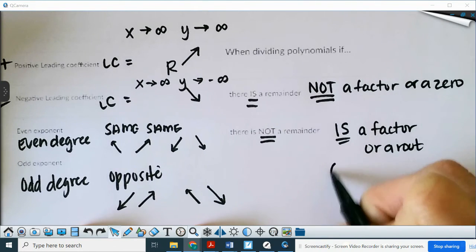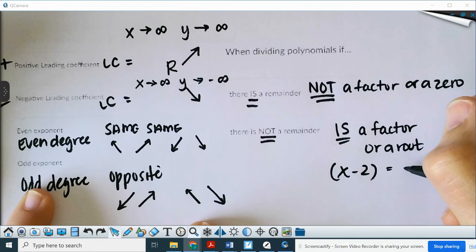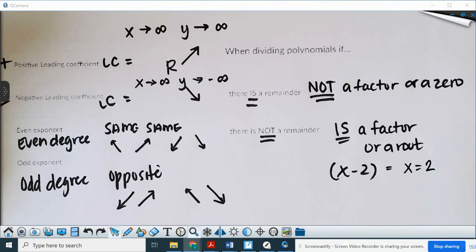depending. So if it was x minus 2 and there is not a remainder, then that factor is a factor of the polynomial that you divided it into. But also that is saying that when x is equal to 2, that is where it's going to cross on your graph.